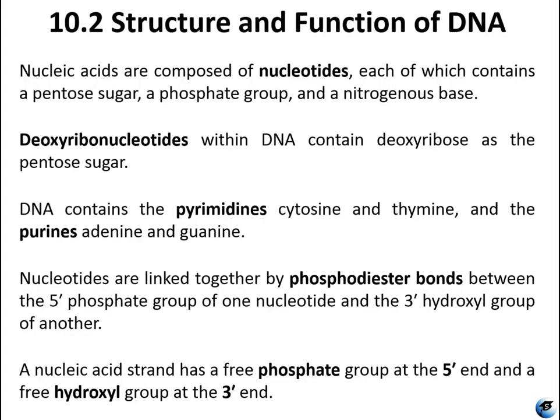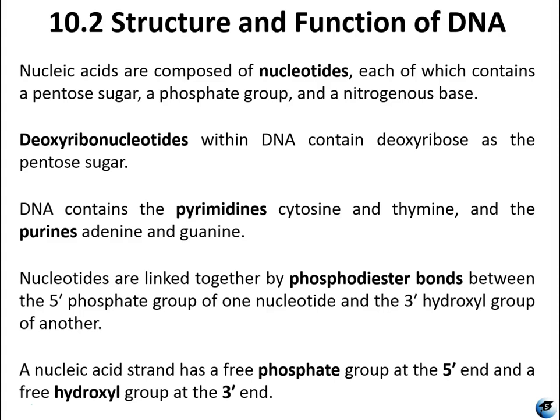So nucleic acids are composed of nucleotides. Nucleotides all contain a sugar, a phosphate, and a nitrogen. So a pentose sugar, pentose means it has 5 carbons, a phosphate group, and a nitrogenous base. Deoxyribonucleotides means that the pentose sugar in it is actually a deoxyribose. And then pyrimidines and purines are the types of nitrogenous bases.